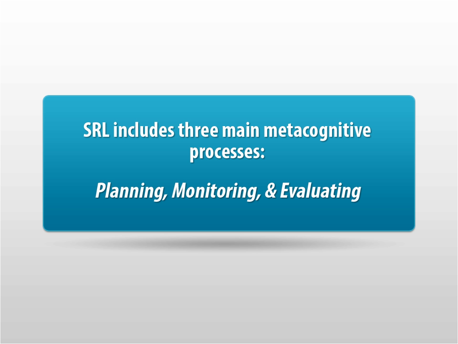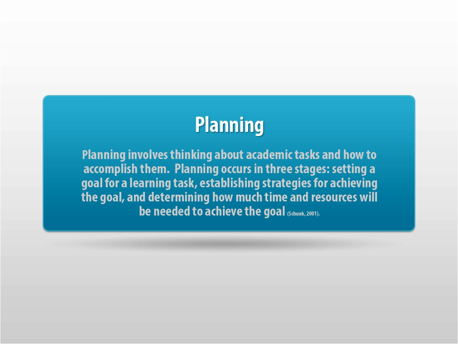Self-regulated learning includes three main metacognitive processes: planning, monitoring, and evaluating. Planning. Planning involves thinking about academic tasks and how to accomplish them. Planning occurs in three stages: setting a goal for a learning task, establishing strategies for achieving the goal, and determining how much time and resources will be needed to achieve the goal.